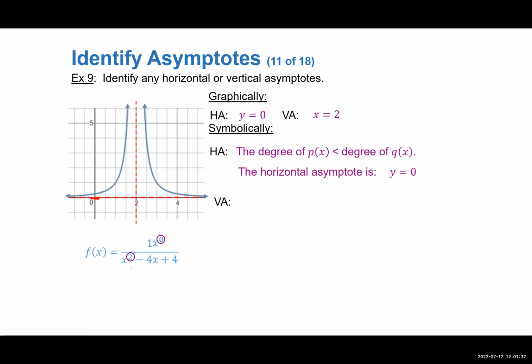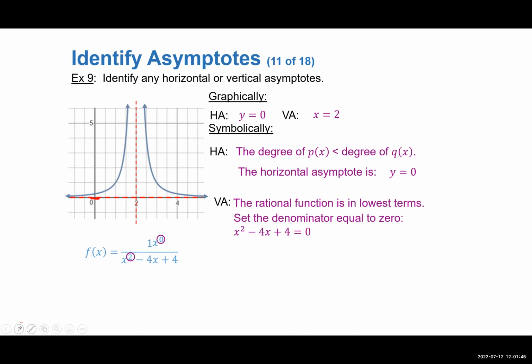And then for the vertical asymptote, we take the denominator and we set it equal to 0. And we solve. You could write it in factor form, or you could just use the quadratic formula and solve it. x cannot be 2 is the answer.